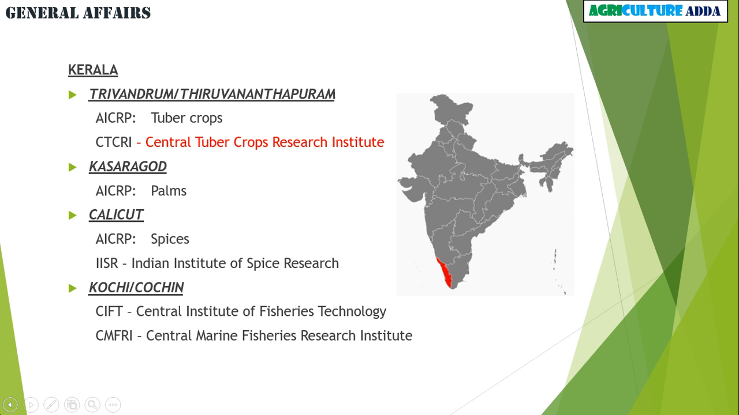These are some of the institutions present in Kerala, that is in Trivandrum or Thiruvananthapuram, AICRP on tuber crops, and as I told, CTCRI, Central Tuber Crops Research Institute. And in Kodo, AICRP on palms, and in Calicut, AICRP on spices and Indian Institute of Spice Research, and in Kochi, Central Institute of Fisheries Technology, Central Marine Fisheries Research Institute.